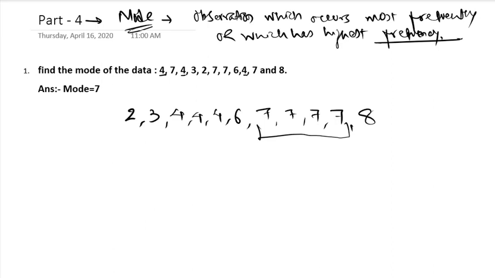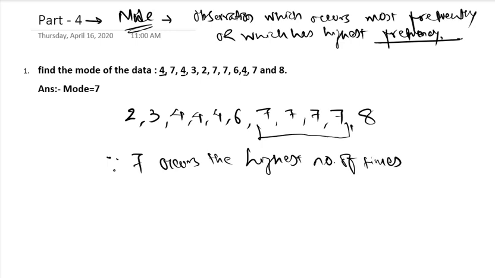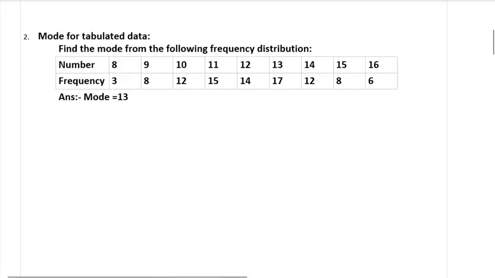Therefore, mode is 7. So you just write one statement that since 7 occurs the highest number of times, that is 4 times, therefore mode of given data is 7. That's it. So see how easy it is to find the mode, right? Let's go to the next question.